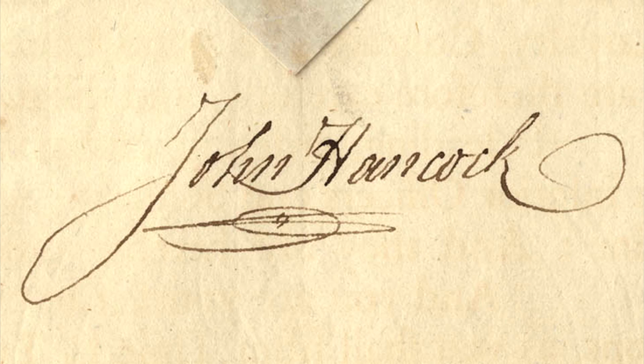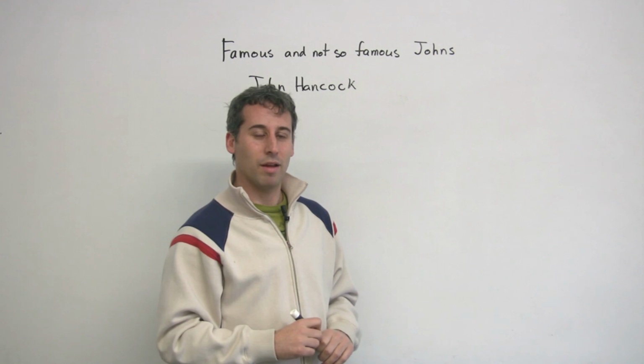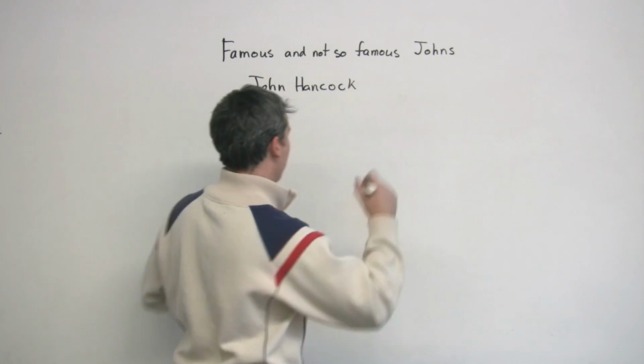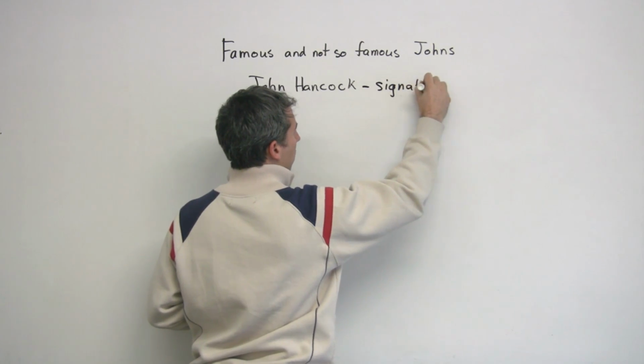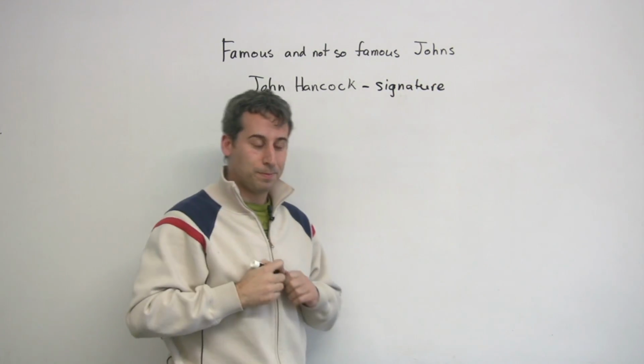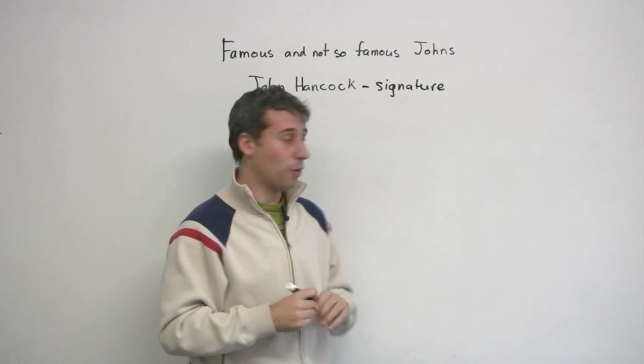So, if you're at the bank and the bank teller says, "Can you please put your John Hancock right there?" They're talking about a signature. John Hancock is a signature. The second John I'm going to talk about is John Doe.